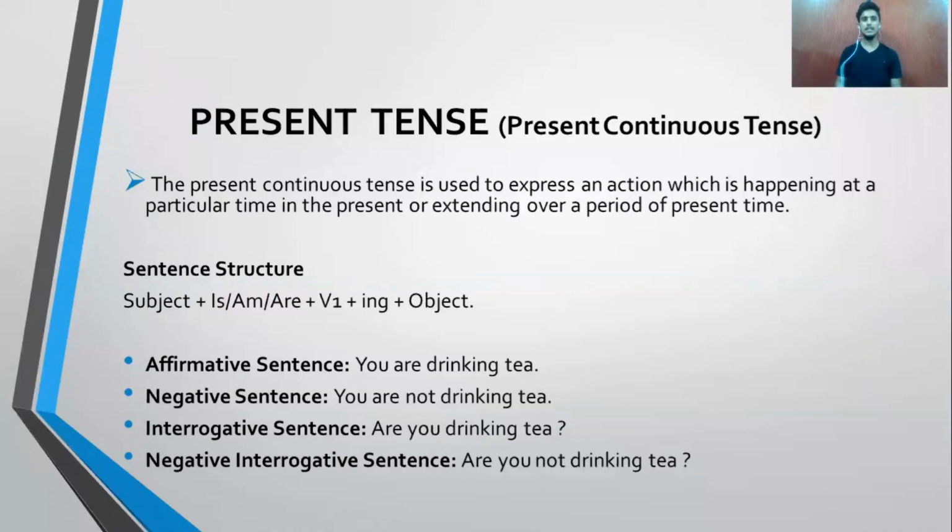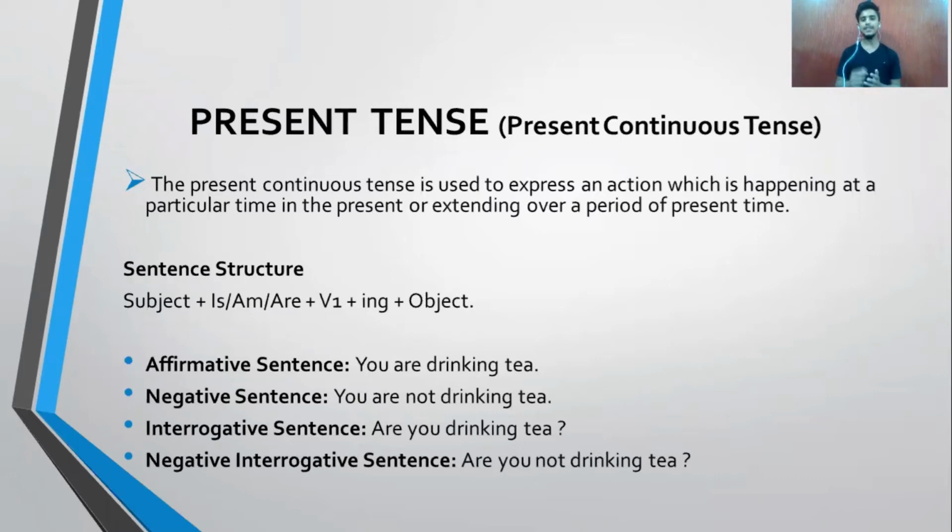Present continuous tense. The present continuous tense is used to express an action which is happening at a particular time in the present or extending over a period of present time. For example, I am drinking tea. The sentence structure is: first we put the subject, then the helping verbs, which are is, am, and are. Is is used with first person and singular nouns, am is used with I, and are is used with second person and plural nouns. Then we put the first form of the verb plus -ing, meaning the fourth form of the verb, and then the object. In an affirmative sentence, the same structure is written.